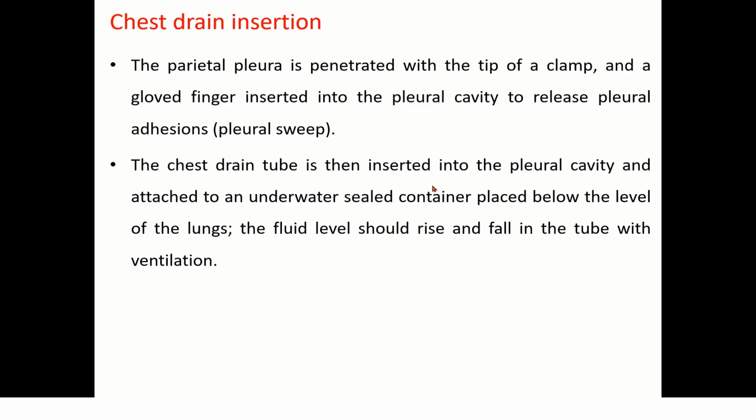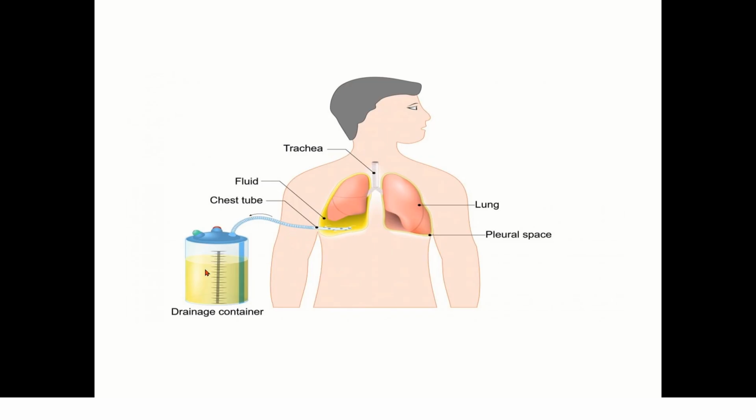The chest drain tube is then inserted in the pleural cavity and attached to an underwater sealed container placed below the level of the lungs. The fluid level should rise and fall in the tube with ventilation. You can see here, this is how a chest tube is inserted.